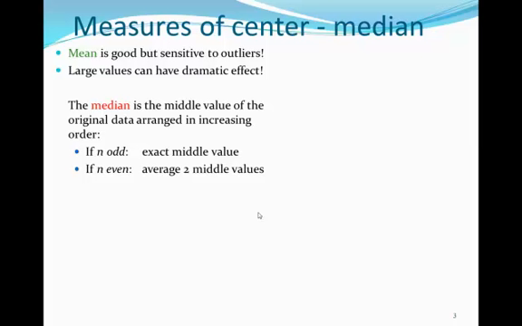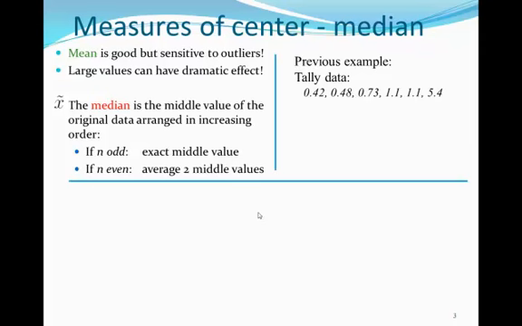The median is the middle value of the original data arranged in increasing order. There are two scenarios here. If the sample size is odd, then the exact middle value will be our median. If the sample size is even, then we average the two middle values to get our median. We use x tilde to represent the median.